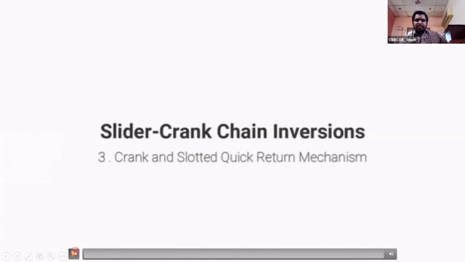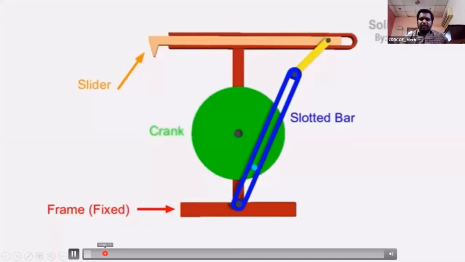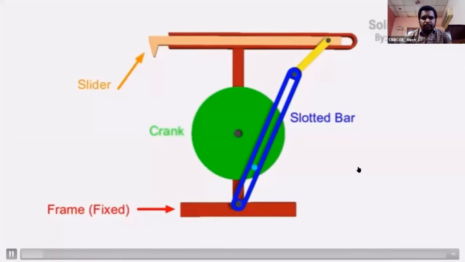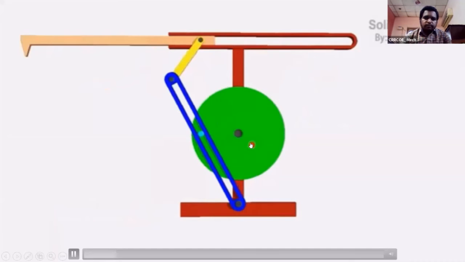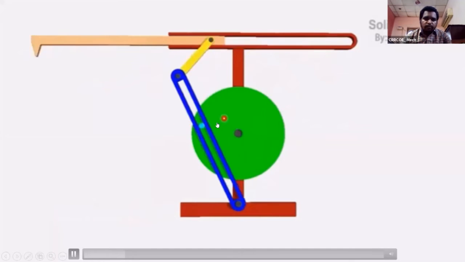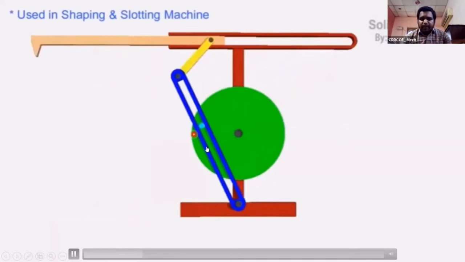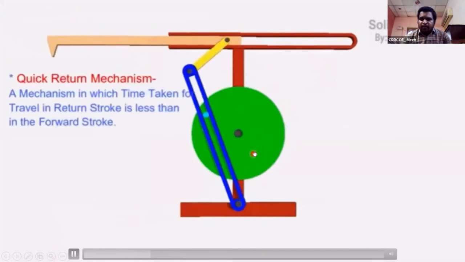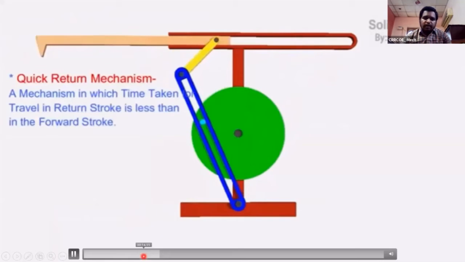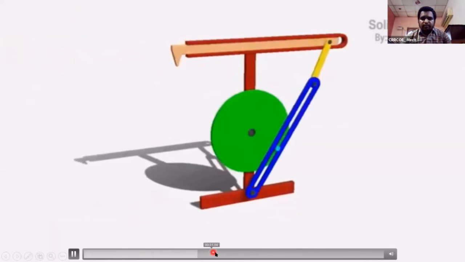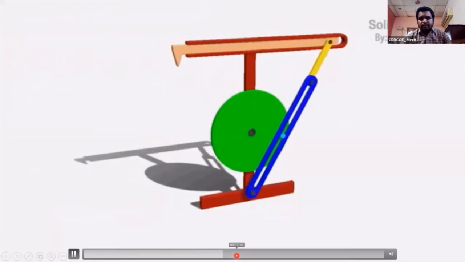See this animation of the crank and slotted lever mechanism and the Whitworth mechanism. See this forward stroke, return stroke. The forward stroke takes more time and the return stroke takes less time because a small angle is covered. This is called the crank and slotted lever mechanism.